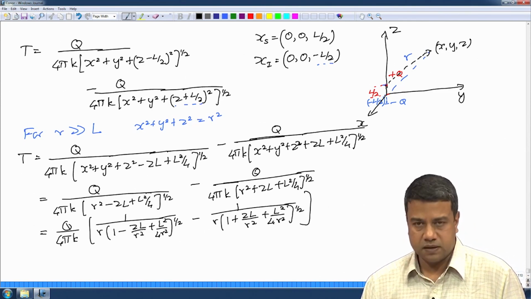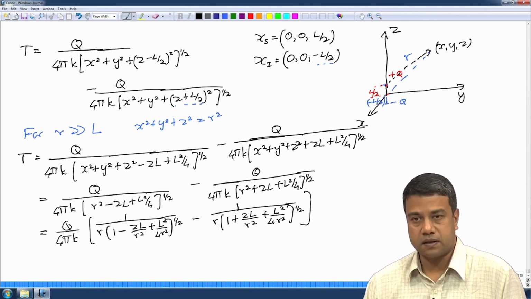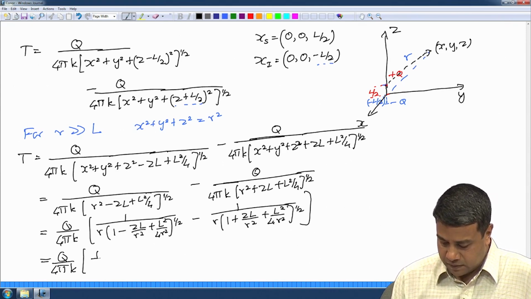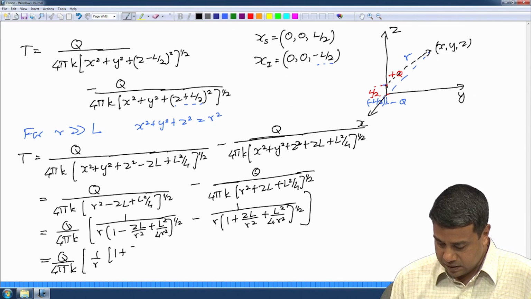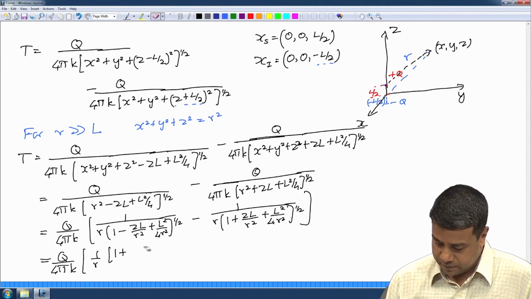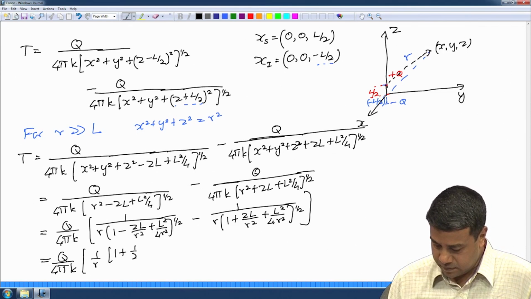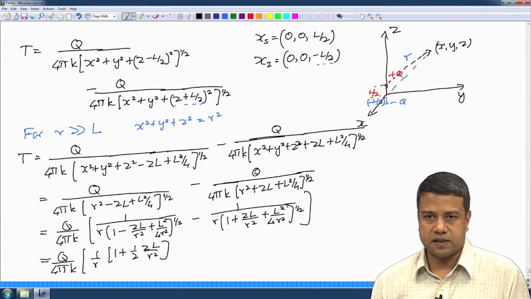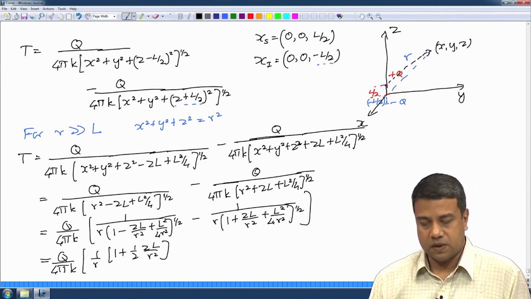Now, since r is much larger than L, I can use a binomial expansion in L over r and just retain the first terms in the series. 1 over r into 1 plus z L, retaining just the first term in the expansion. 1 by 1 minus x to the half, as x goes to 0, is 1 plus half x.